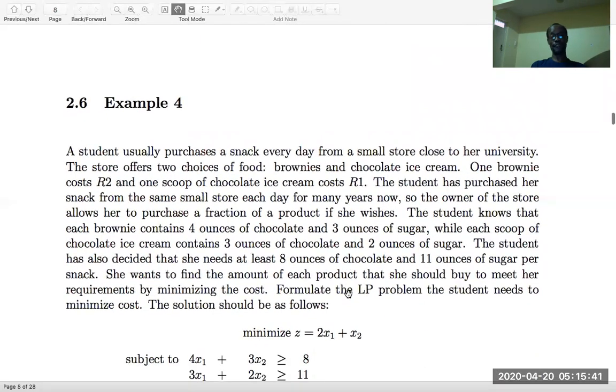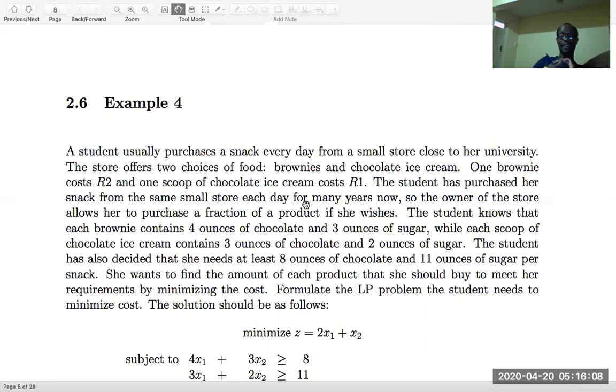Right, example 4. In example 4, a student, so this is like you going to Mampela every day, and Mampela is being very nice to you, or you're going to Lemon Zest. So the student usually purchases a snack every day from a small store close to her university. The store offers 2 choices of food, brownies and chocolate ice cream.